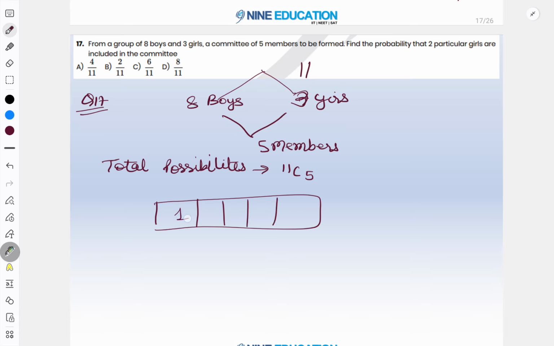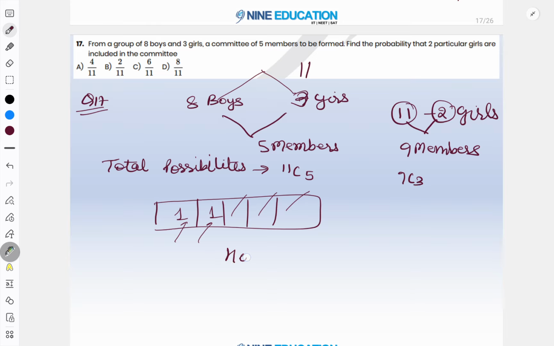So they have no choice but to be here. These 2 boxes have only one choice. The 2 girls should be here. And for the rest 3 members, we can choose any of them. Total members are 11, and out of them 2 girls are already present for sure. So 9 members are left. And from these 9 members, I have to choose 3 members, so that is equal to 9c3. Hence, total probability is equal to 9c3 by 11c5.